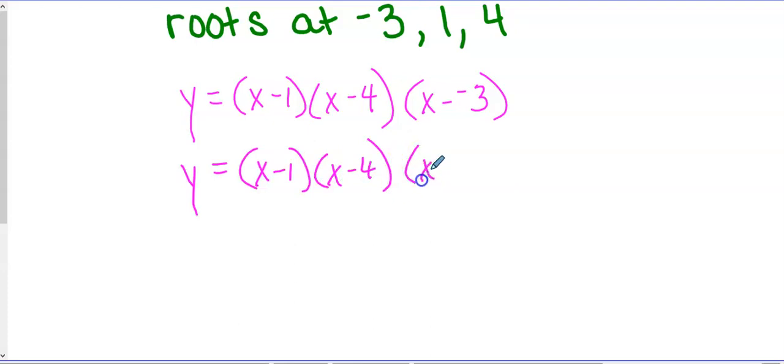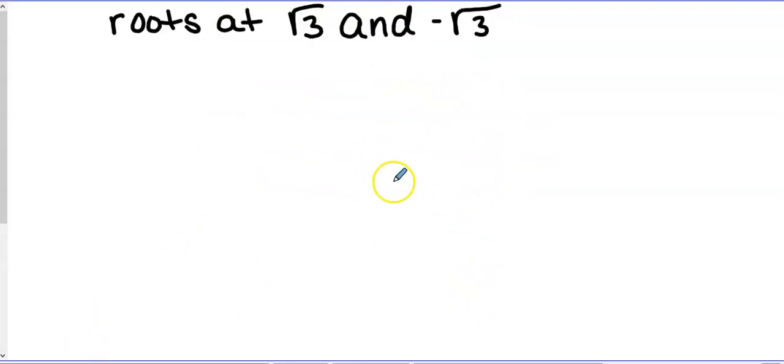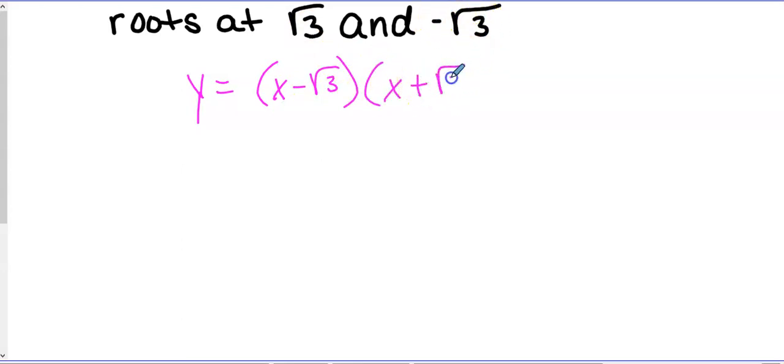This is important to remember when we start looking at complex conjugate roots. So just keep that in mind, that it's always x minus whatever the root is or whatever the x-intercept is. But of course, we changed this to plus positive. So then looking at this example, roots at √3 and -√3, we would write y equals x minus √3 and x minus -√3, which would be plus √3.